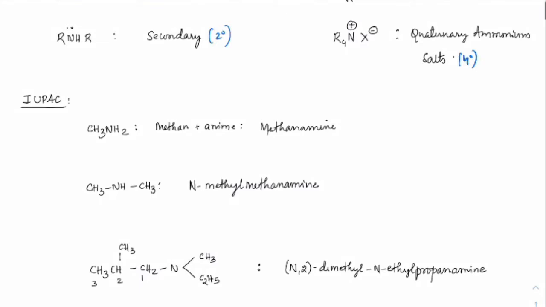IUPAC names always end with alkyl and the suffix amine. So this would be methane amine, which becomes methanamine. If you have two of them, now the connection is with N here, so we represent that as N-methyl methanamine.